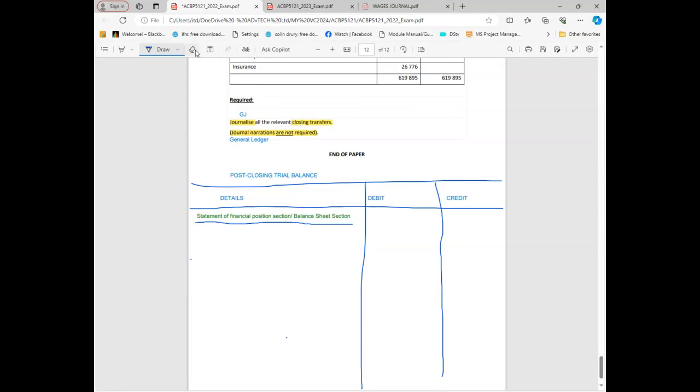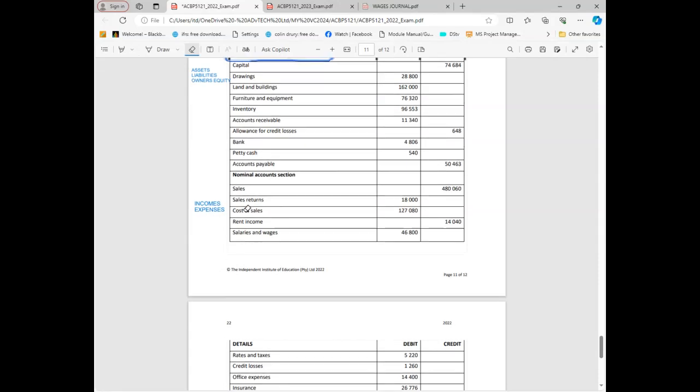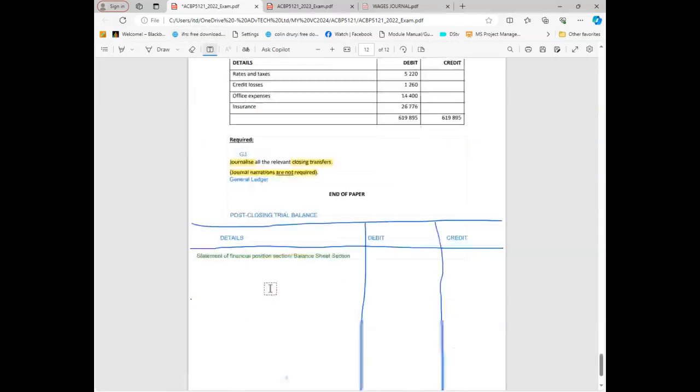Now, like I told you, we don't focus on what? The nominal accounts do not form part of the post-closing. So can we record them now? We just have to copy and paste everything. The first one is capital. We're going to go and record capital. That's the first one.